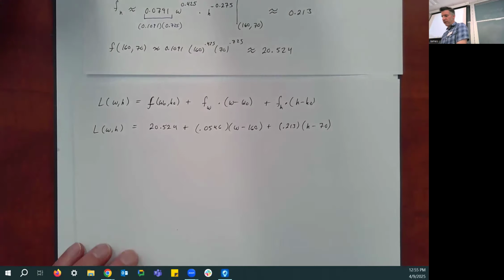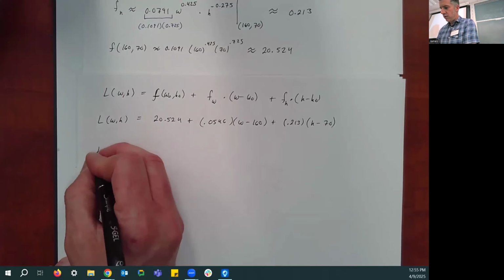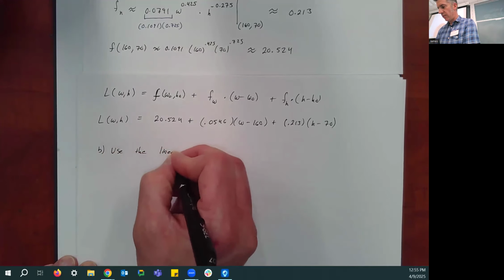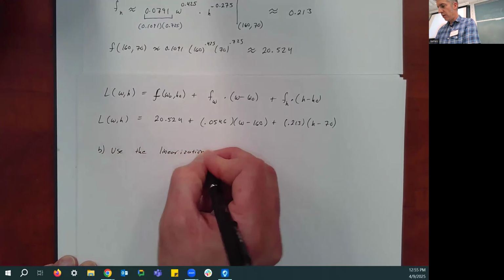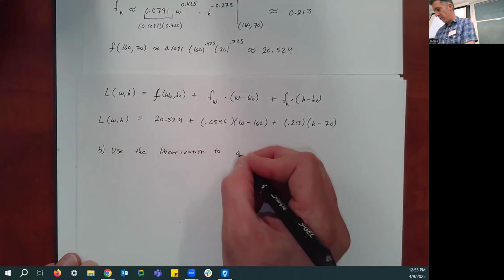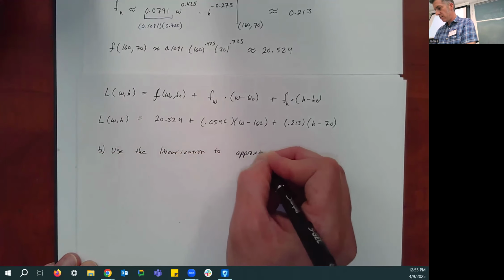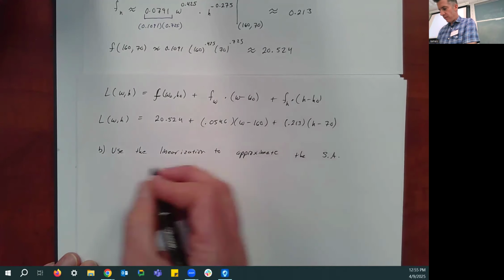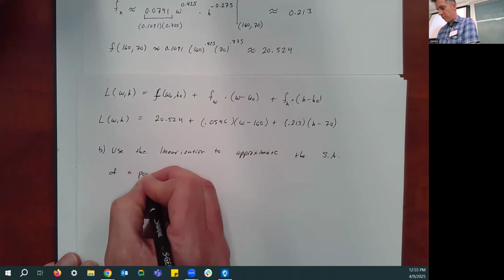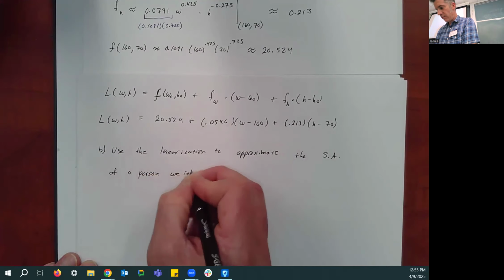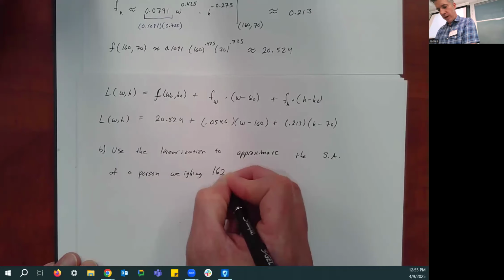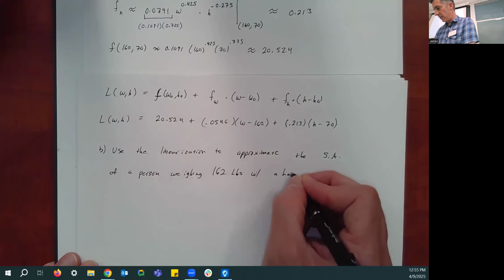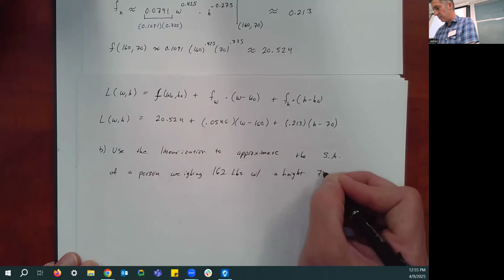We have enough time? Yeah, we have 5 minutes. So part B here, we're now going to use the linearization we just found to approximate or estimate the surface area of a person weighing 162 pounds with a height of 73 inches.